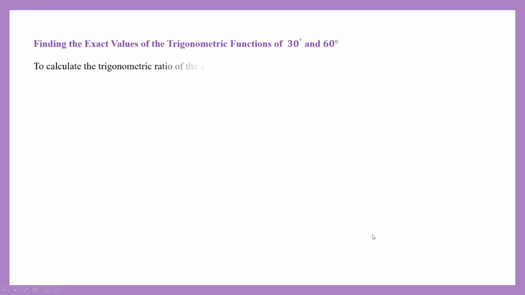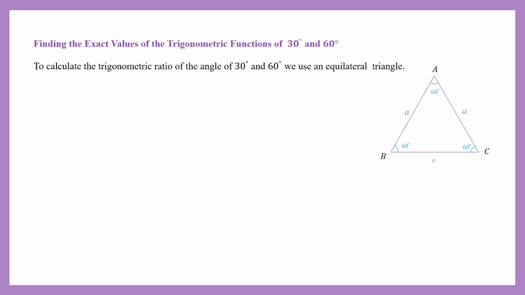Right now, let's find the exact value of the trigonometric functions of 30 and 60 degrees. To calculate the trigonometric ratios of the angles 30 and 60 degrees, we are going to use an equilateral triangle. Let's consider we have an equilateral triangle ABC here. The measure of all interior angles is equal to 60 degrees. Let's draw an altitude from vertex A to the side BC.